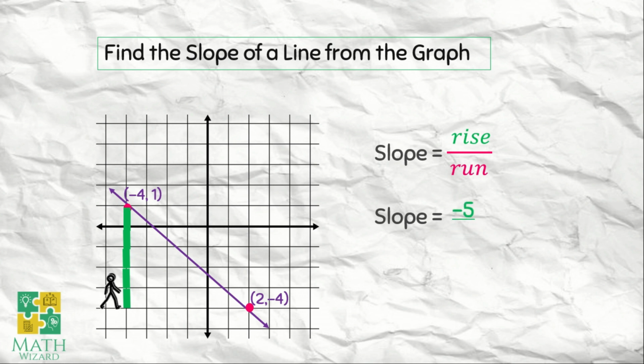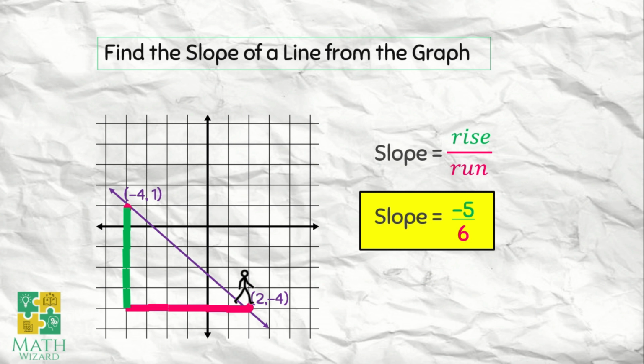Why negative 5? Negative 5 because your movement is downward. Your rise is downward. But if it's going up, then it's positive. If it's going down, it's negative. And then we have movement to the right. Let's count. 1, 2, 3, 4, 5, and 6. So we have positive 6. Therefore, the slope of a line from this graph is negative 5 over 6.